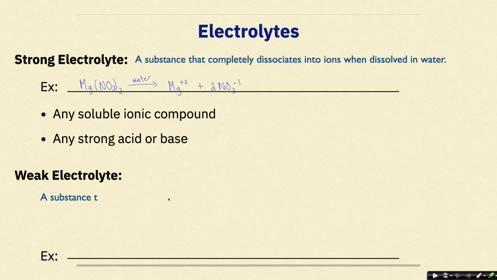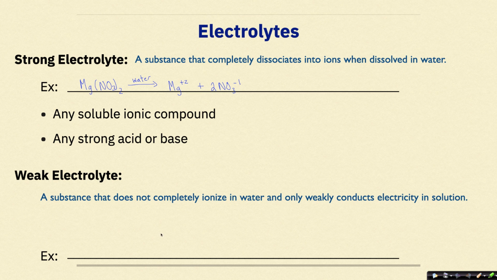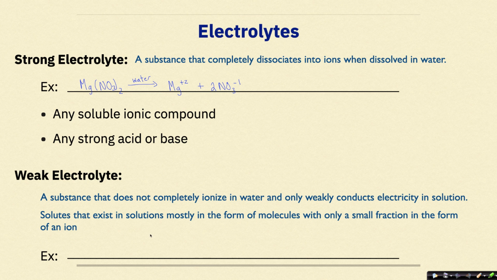A weak electrolyte is a substance that does not completely ionize in water and only weakly conducts electricity in solution. Solutes that exist in solutions mostly in the form of molecules with only a small fraction in the form of an ion. An example here is acetic acid. So the formula for acetic acid is HC2H3O2, and when that is dissolved in water, it will only slightly ionize, which means it will form some hydrogen ions and it will form some acetate ions.